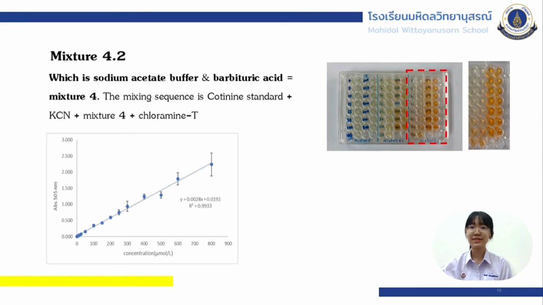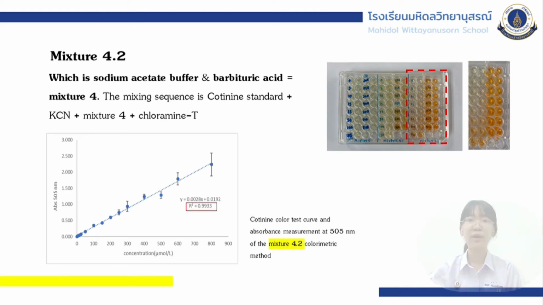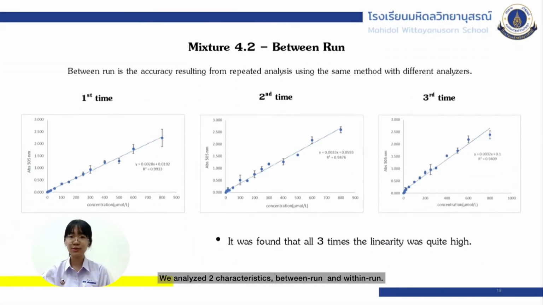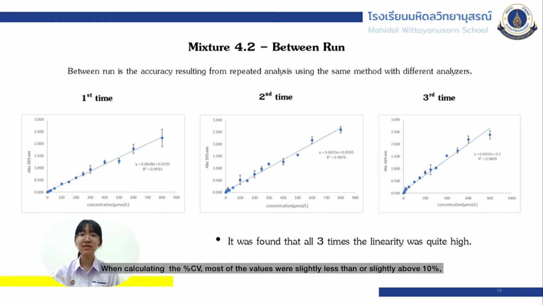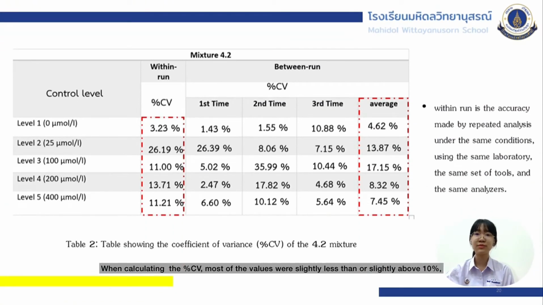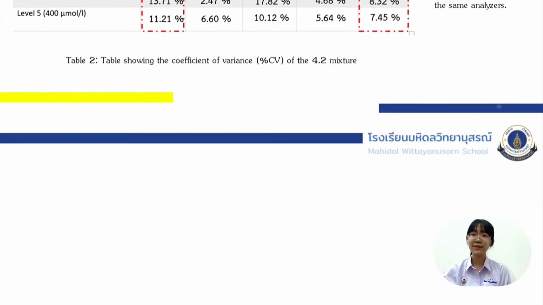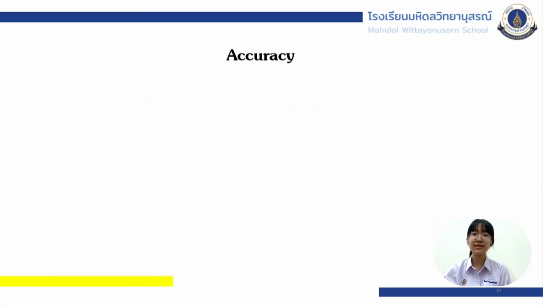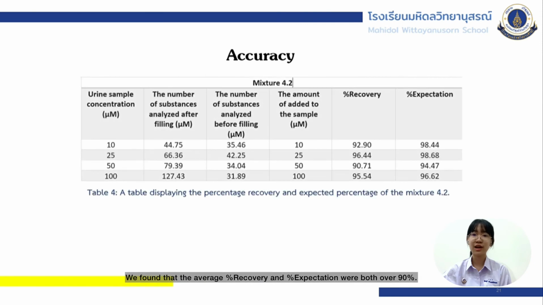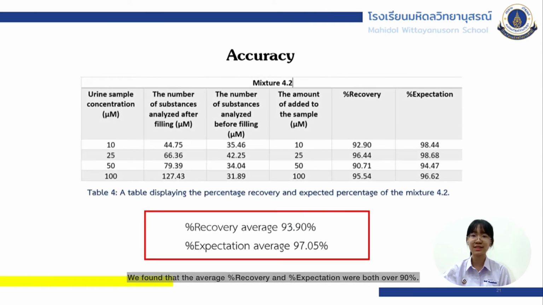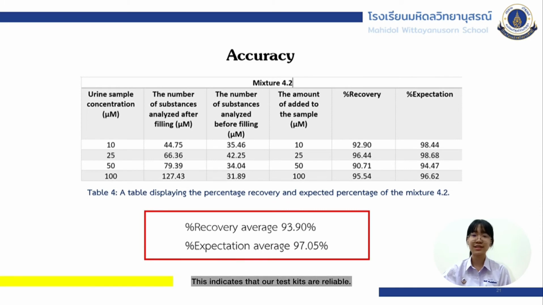Next, we studied the precision of mixture 4.2. We analyzed 2 characteristics: between-run and within-run. When calculating the percent CV, most of the values were slightly less than or slightly above 10%, which makes our test kit quite precise and satisfactory. Subsequently, we investigated the accuracy of the reagents. We found that the average percent recovery and percent expectation were both over 90%. This indicates that our test kits are reliable.